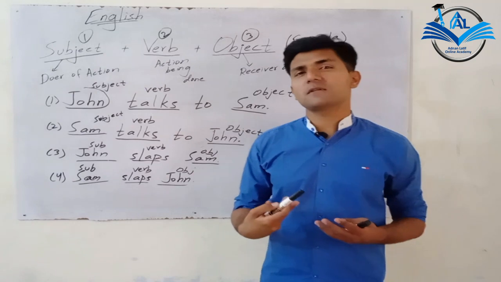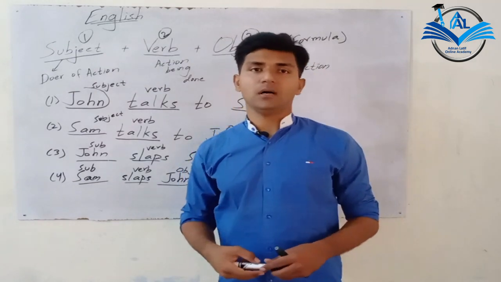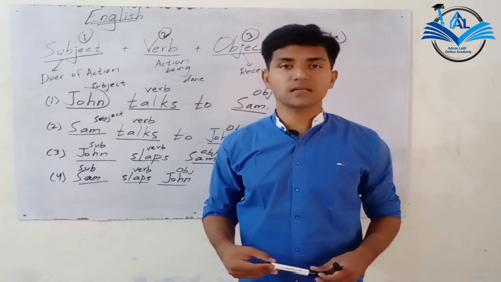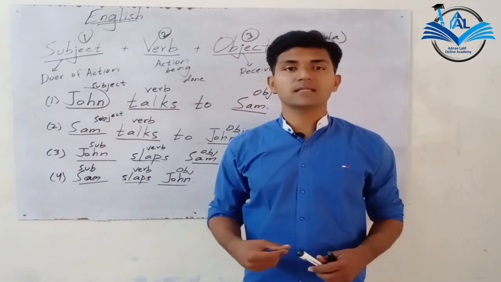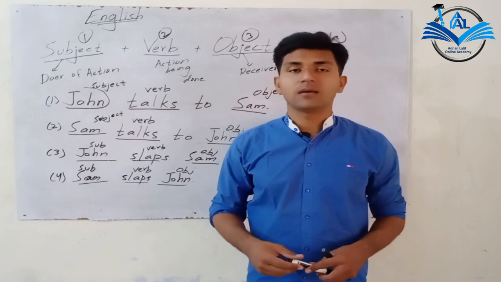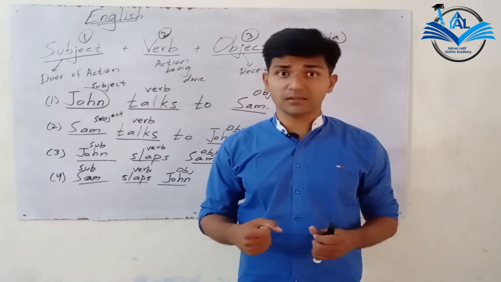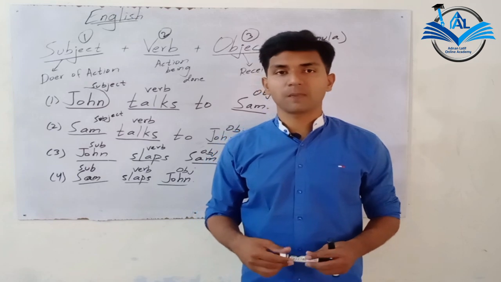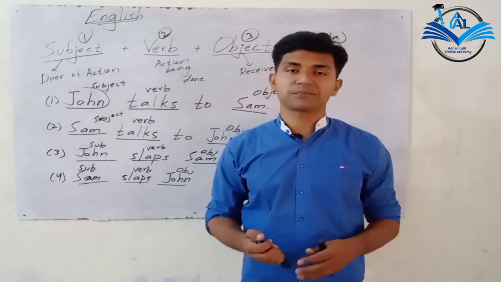Okay, we have some more examples. We have an example: a person kills the snake. In this sentence, the person who has killed the snake is the subject, and his action of killing is the verb, and the snake has been killed by him, so the snake is the object. Here snake is object.